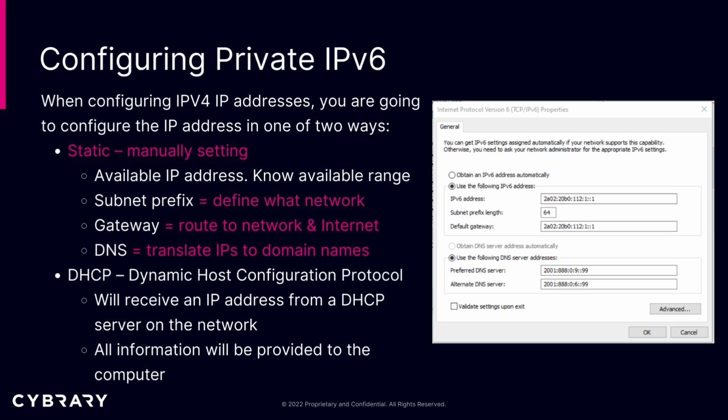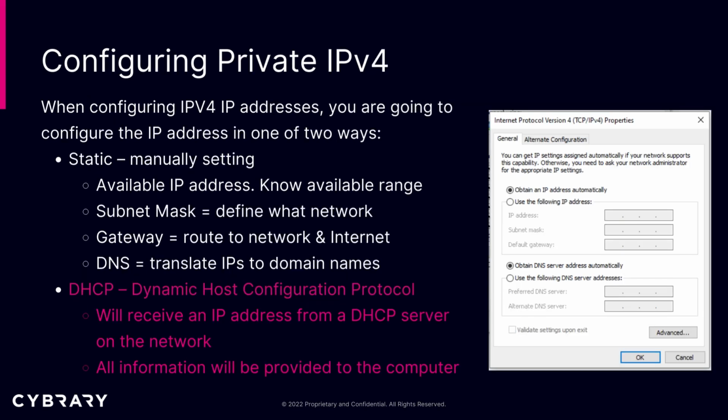Now, if we look at configuring an IPv6 address, it's the same format. You would use the following IP address and you would put in the information supplied to you: your IP address, your subnet prefix, and again, that defines what network you're on, your gateway, and your DNS information. So that's how you statically assign an IPv4 and IPv6.